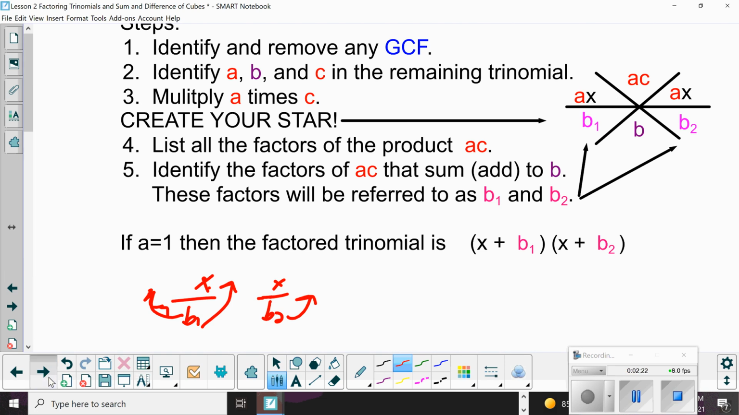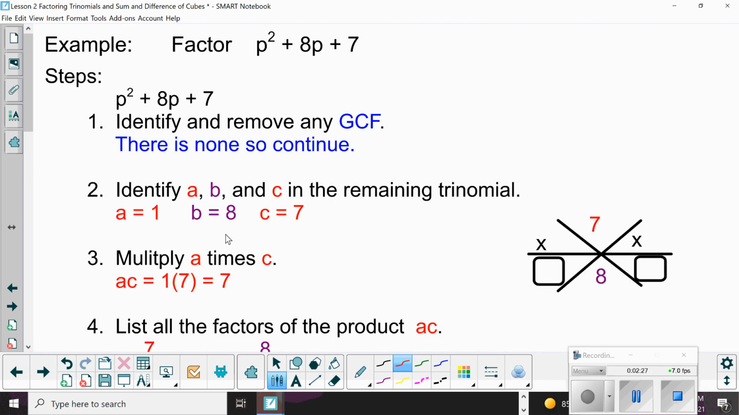So let's go through a few. If we want to factor p squared plus 8p plus 7, we first identify and remove any greatest common factor. There is none, so we continue. Now we're going to identify A, B, and C in the remaining trinomial. A is 1. Notice it's understood to be 1 here. B is 8, and then C is 7. Now we're going to multiply A times C, or 1 times 7, and we get 7. And we put 7 here in our star.